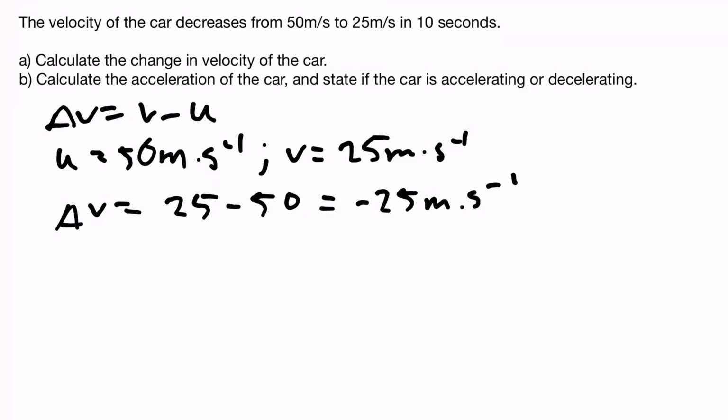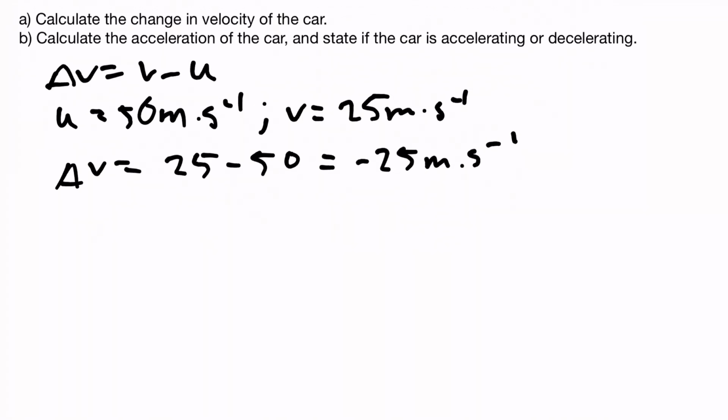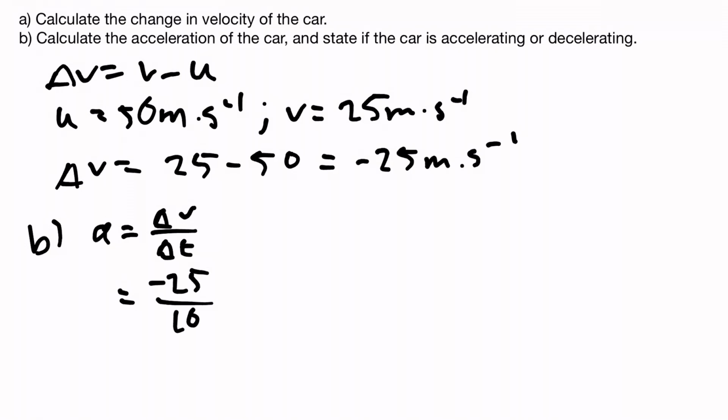Now, to calculate the acceleration, we know that the formula is a = Δv/Δt. So we can plug that in. So negative 25 over 10, which is equal to negative 2.5 meters per second squared.